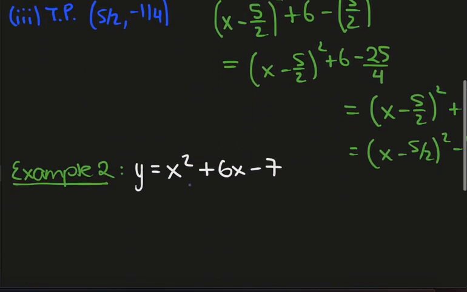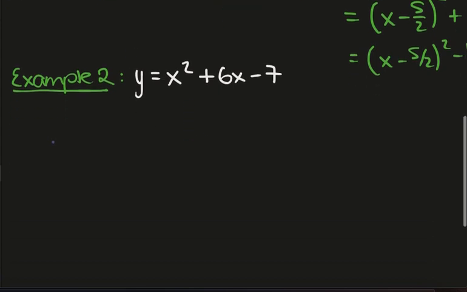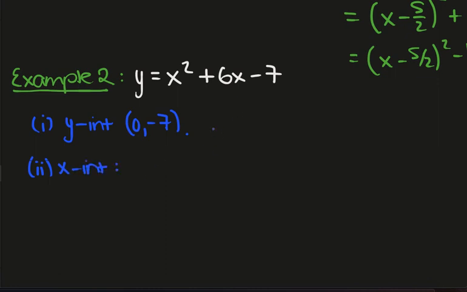Okay, let's do the same thing again. We find the y-intercept in this case, which is x squared plus 6x minus 7. We'll end up with negative 7. We want to find the x-intercepts. To do that, we can use the quadratic formula.